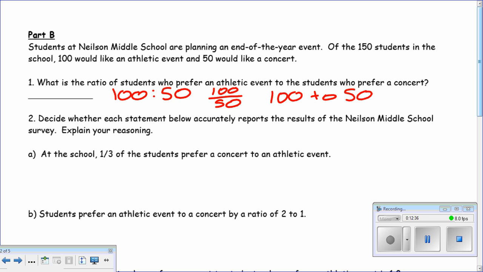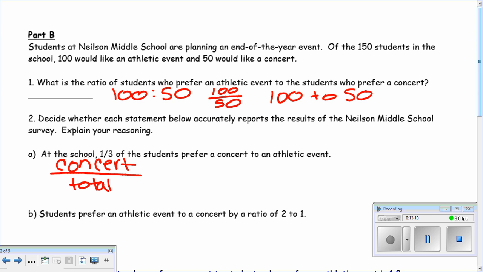In statement 2, it says, describe whether each statement below accurately reports the results of the Nielsen Middle School survey, and explain your reasoning. So we need to figure out whether A, B, C, D, and E are true, and why. For A, it says, at the school, 1/3 of the students prefer a concert to an athletic event. Okay, so we're looking for the percent that prefer a concert over the athletic event. So we're looking at the concert over how many total?